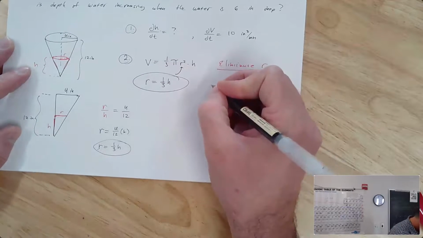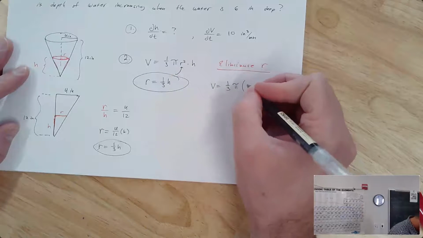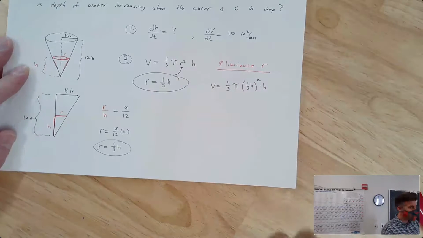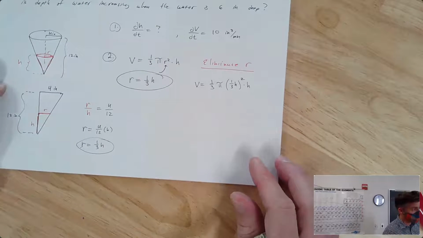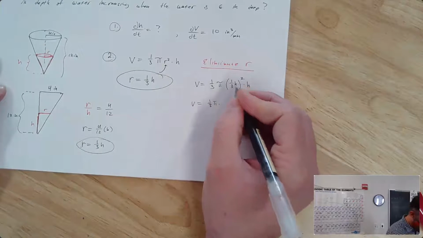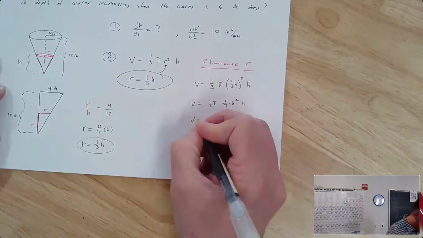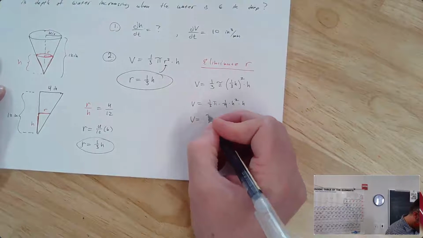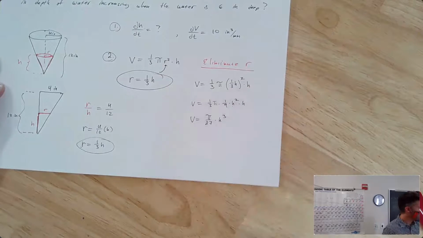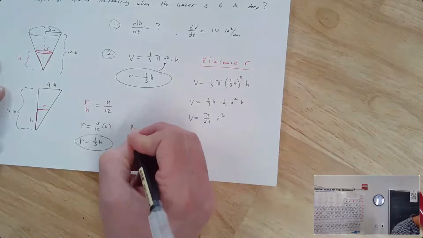So that now the volume is equal to 1/3 times pi times 1/3 the height squared times the height. And then before we start differentiating, we're going to simplify this. This is going to be 1/3 times pi times 1/3 h squared, which is 1/9 times h squared times h. And then finally, 1/3 times pi times 1/9 is pi over 27. And h squared times h is h cubed. And now we're ready to differentiate things.